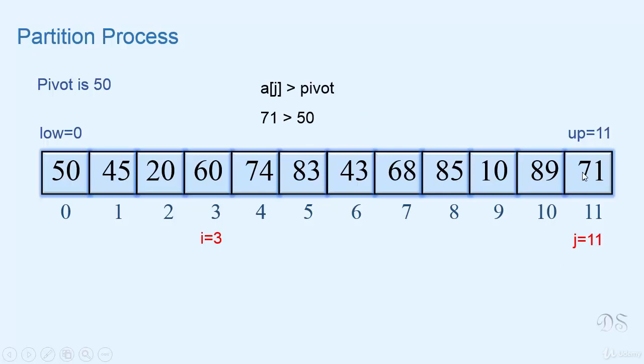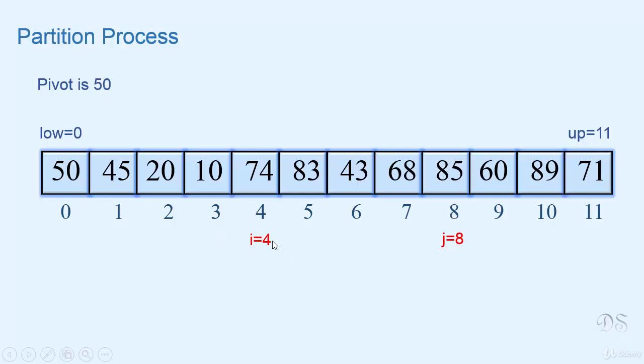Now A[j] is greater than pivot, so we'll move j. Again, this A[j] is greater than pivot, so we'll move j. Now this A[j] is less than pivot. 10 is less than 50, so we'll stop j here only. Now both i and j have stopped and value of i is less than j. So A[i] and A[j] will be swapped and i will be incremented and j will be decremented.